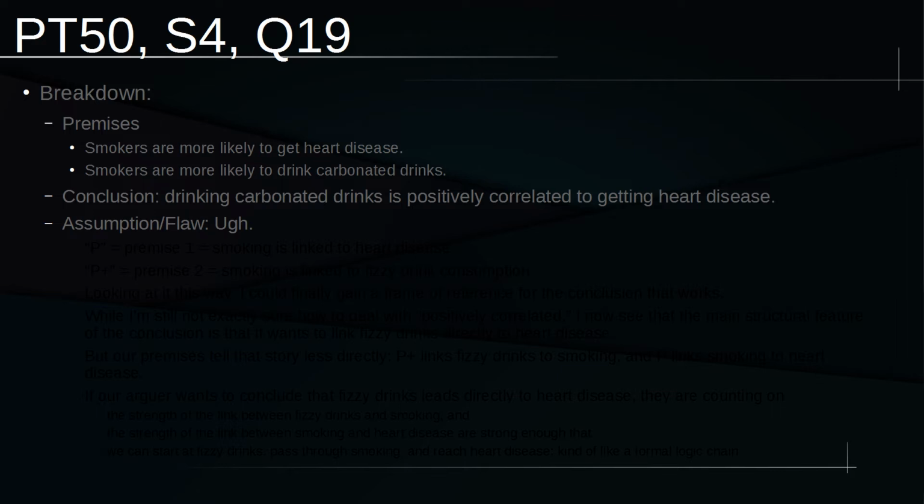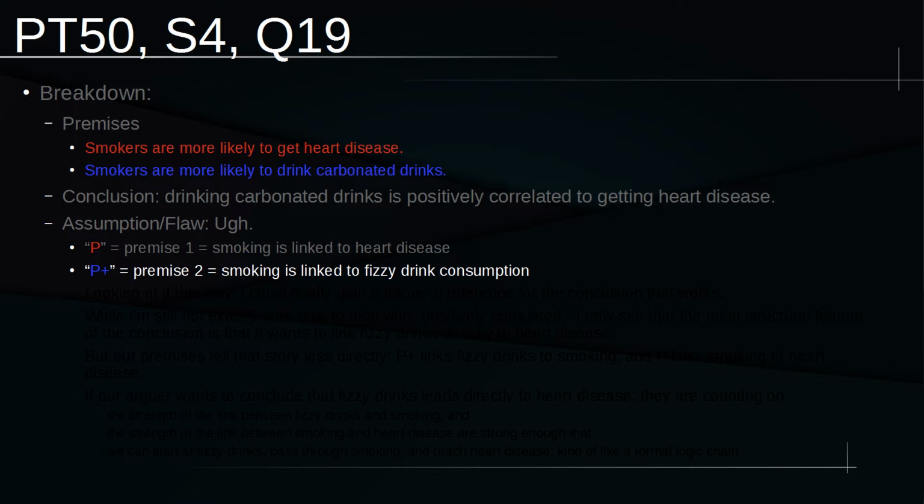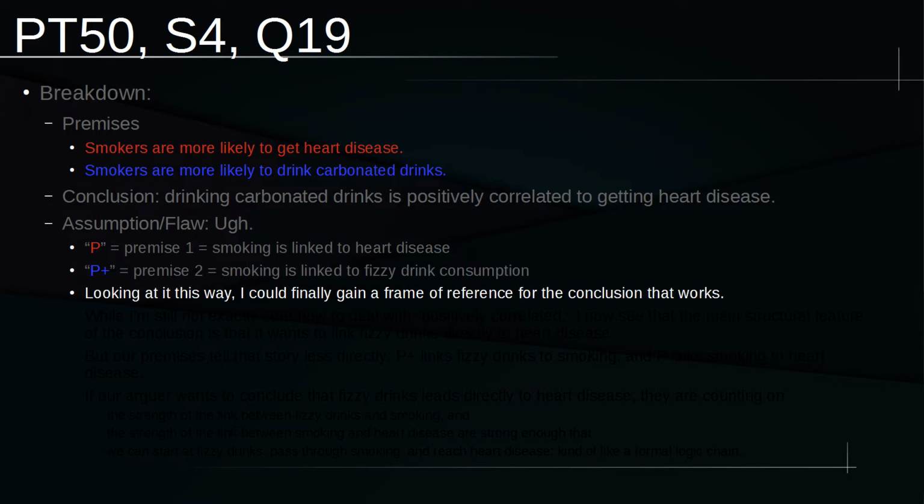Alright, so to actually now do the things that I talked about, that whole P versus P plus thing and the negative space, let's get started with the P versus P plus bit. Premise number one is going to be our honorary red color, and that one is simply, literally, premise number one: smoking is linked to heart disease. The P plus, the blue, I'm going to attach premise two, which is, of course, smoking is linked to fizzy drink consumption. And now looking at this in terms of P versus P plus, I could finally gain a frame of reference for the conclusion that worked for me.